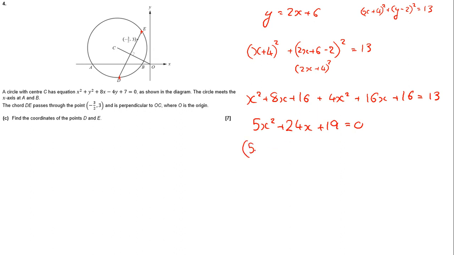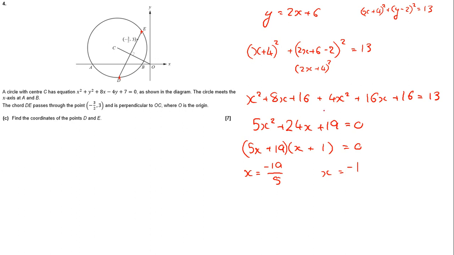So that's going to be 5x and x equals 0, which is just 19 and 1. Now, I know it's not going to be 5 times 19, so 19 goes here, 1 goes here. 5 times 1 is 5. That's going to be 19. Add them together gives you 24. Awesome. So we have our two points for x. We have x is equal to -19 on 5, and x is equal to -1. That makes sense. That means D is -19 on 5, and E is going to be -1.